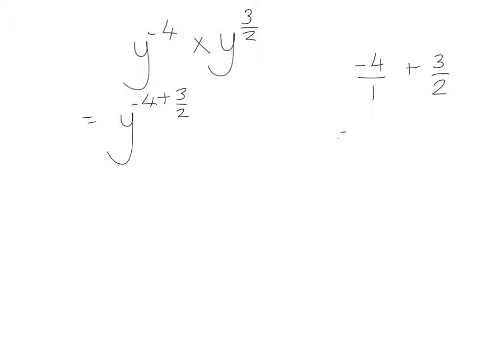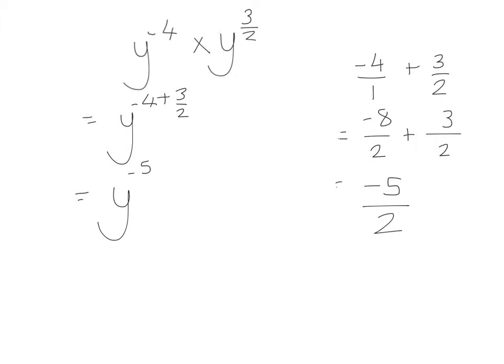We need the same denominator, so the lowest thing that 1 and 2 both go into is 2. To get from 1 to 2, I have to times by 2, so I'm going to multiply the top by 2. And then I can tidy up minus 5 over 2. And then I can just write this as y to the power minus 5 over 2. You need to be able to work confidently with fractions and negatives, particularly with indices, if you want to have a chance of doing quite well with the more complex questions in the exam.